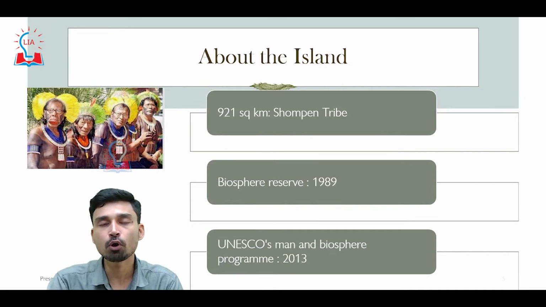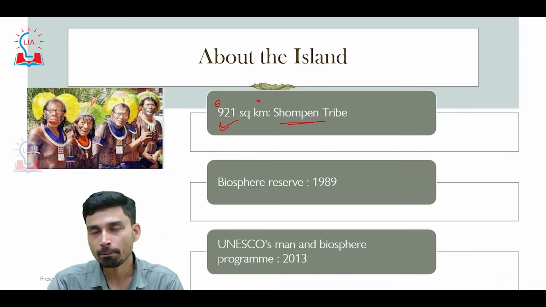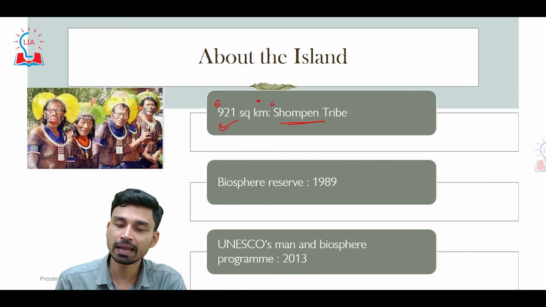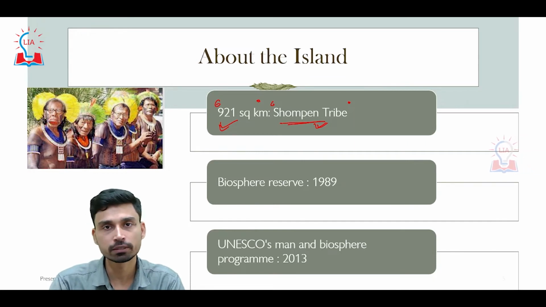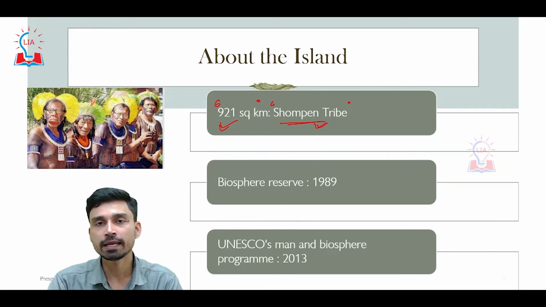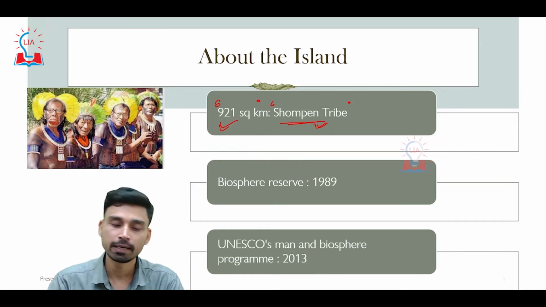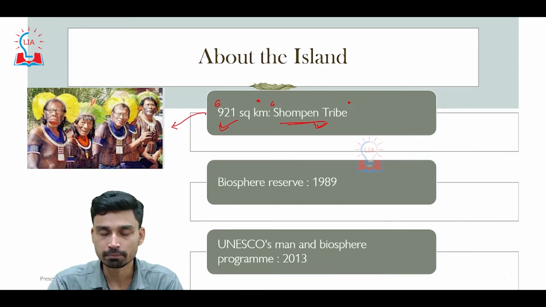Apart from that, a few other important facts about the island are that its overall area is about 921 square kilometers, and it is largely inhabited by the Shompen tribe as well as the Nicobarese tribe. Due to the island being inhabited by the Shompen tribe, there is also a concern that with the upcoming project, Project Nicobar, a large area that these tribes use for hunting and foraging will be destroyed and become part of the project, and that will adversely affect the livelihood opportunities of the Shompen tribe.